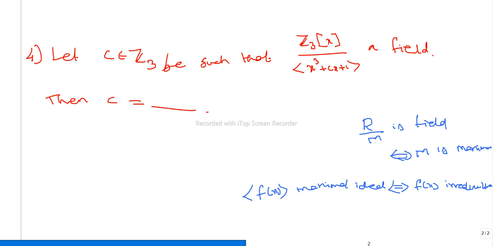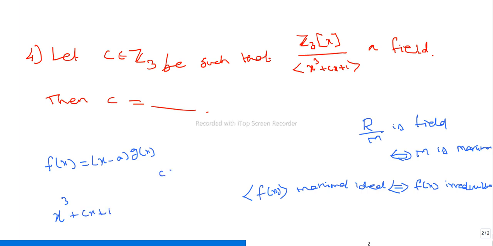Now for what values of C does this polynomial become irreducible? Irreducible means that if the polynomial has a root, then it should be reducible. Because suppose a is a root of f(x), then x minus a is a factor of the polynomial, f(x) equals (x minus a) times some g(x). So whenever the polynomial has a root, it is always reducible. But for degree 2 or 3 over a field, if the polynomial does not have a root, then it is irreducible.